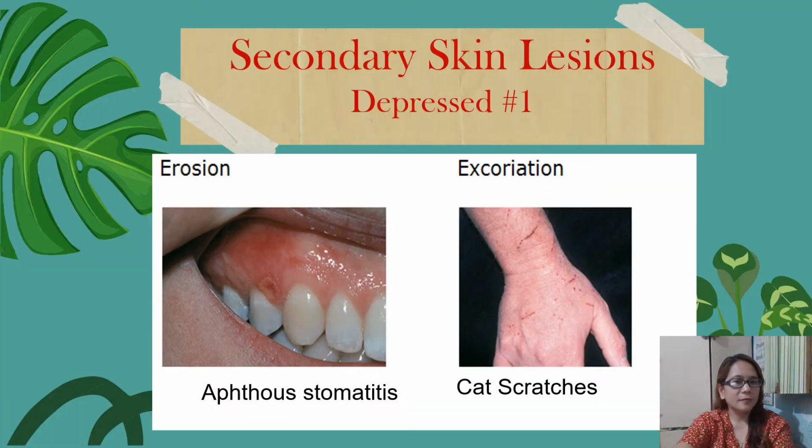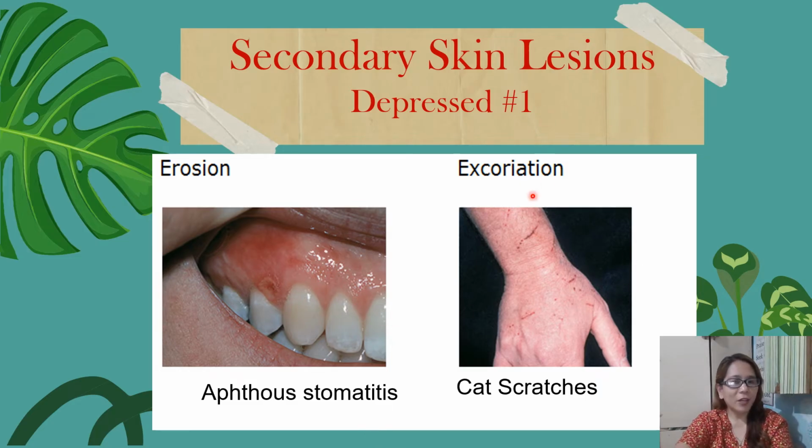Moving on to the depressed secondary skin lesions, we have the following conditions. We have erosions. This is a non-scarring wearing away of the superficial epidermis. It is moist but it does not bleed. This condition is known as aphthous stomatitis, or simply the singaw.